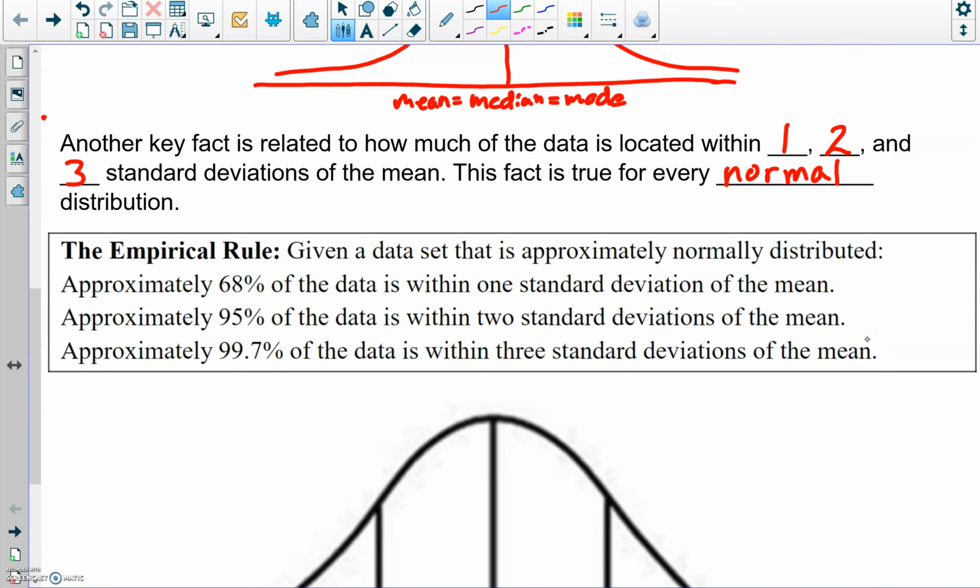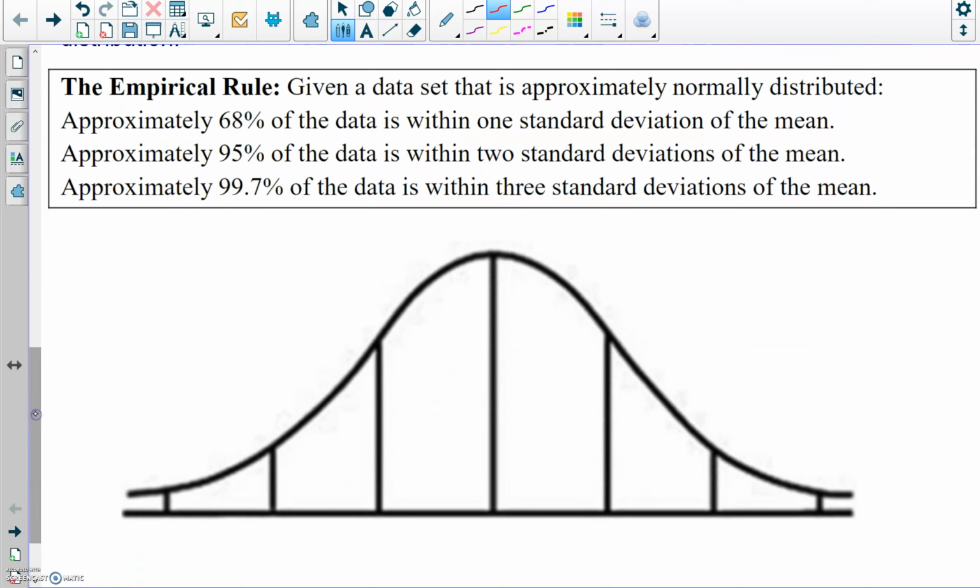So you go out 3 standard deviations in a normally distributed data set, whether it's population, whether it's sample, whether it's people, objects, whatever you're measuring, if it forms a normal distribution, 99.7% of the data is going to be within 3 standard deviations of the mean. So very few objects or people are beyond that.